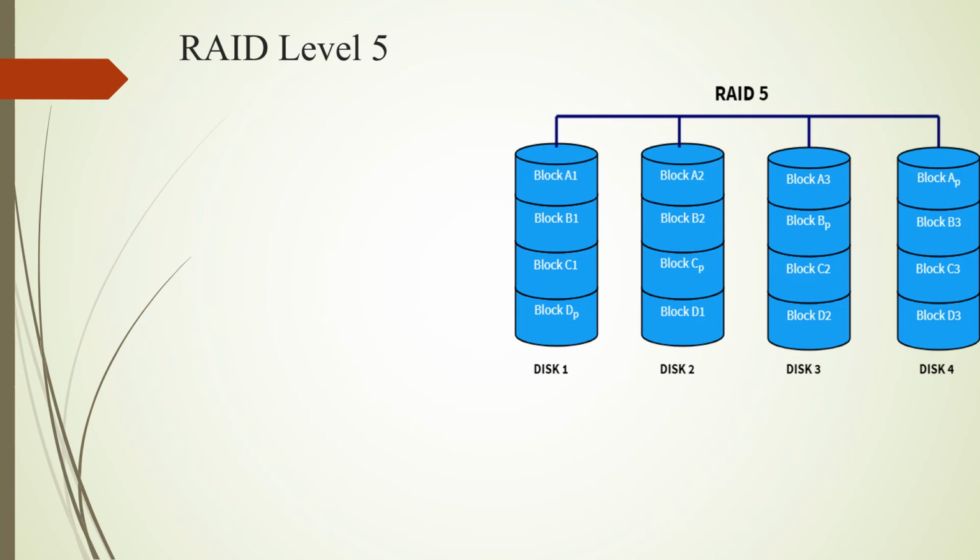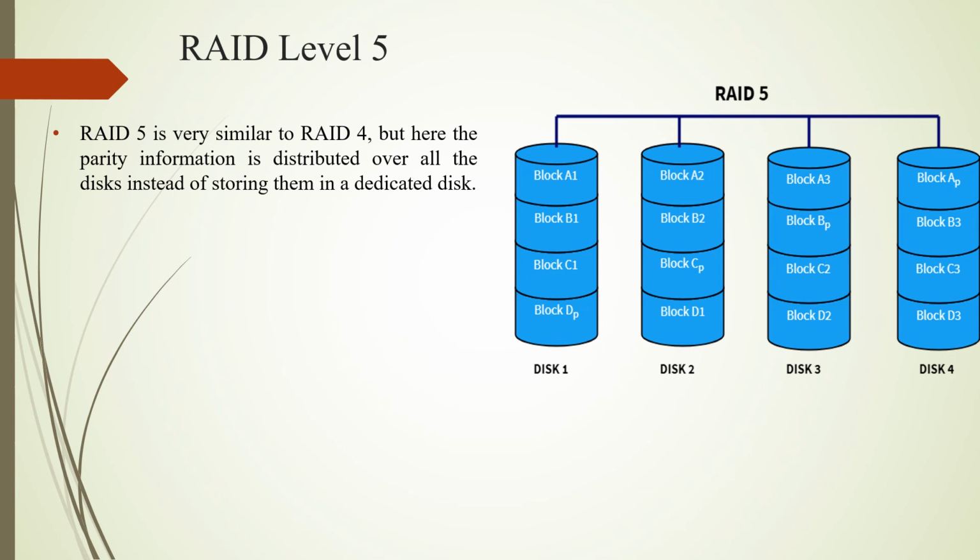RAID level 5. It is similar to RAID 4, but the parity information is distributed over all the disks instead of storing it in a dedicated disk. You can make out that there are 4 disks given in the figure: disk 1, disk 2, disk 3, disk 4.